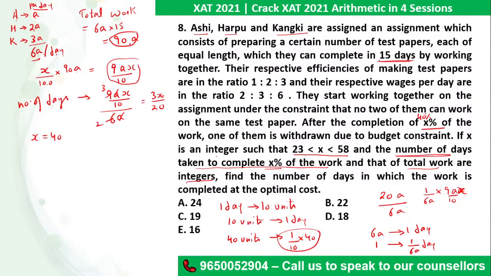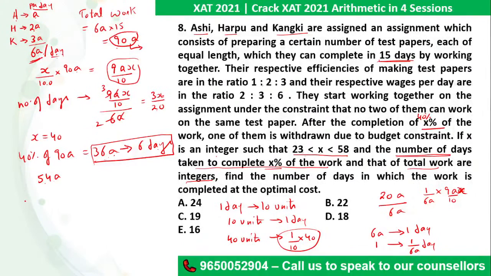So 40% of 90 is 36. So this much work is done. Okay, and we know this much work can be done in 6 days, because 6A work in one day, so 36A in 6 days. So 6 days हो गए और इतना work हो गया. Remaining work is 54. That is 90 में से इतना work subtract कर दो तो remaining is 54.